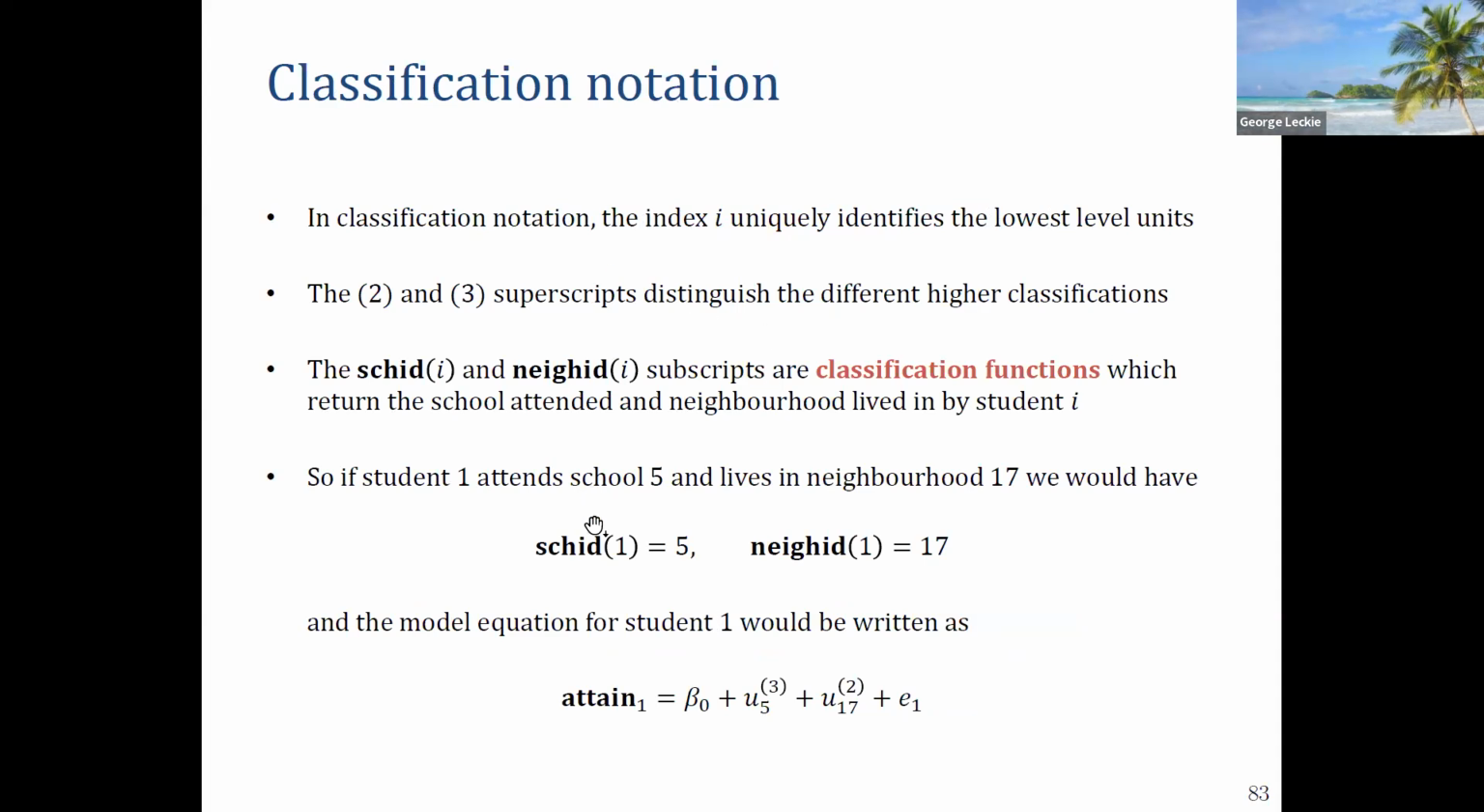So, this is me just explaining: you plug in student 1, and then the function spits out which particular school they attended, 5. You plug in student 1, which neighborhood did student 1 live in, 17. They're like lookup functions mathematically. And then once you know that, you can write this down, for example. So the attainment score for student 1 is equal to the overall mean plus the school random effect, and the student went to school 5, plus the neighborhood random effect, and they went to neighborhood 17, and it's student 1.